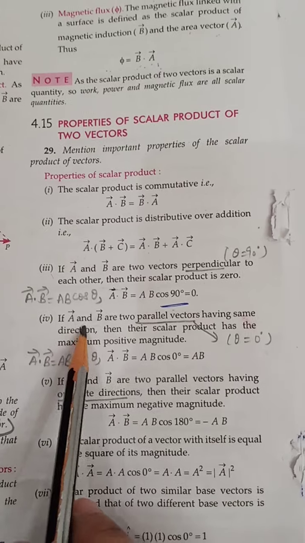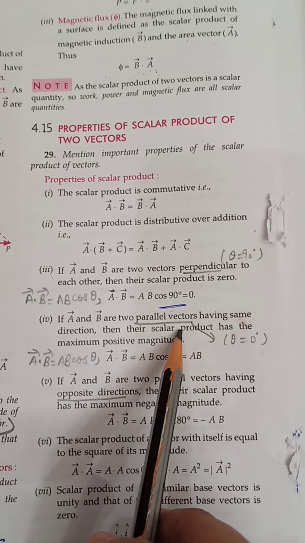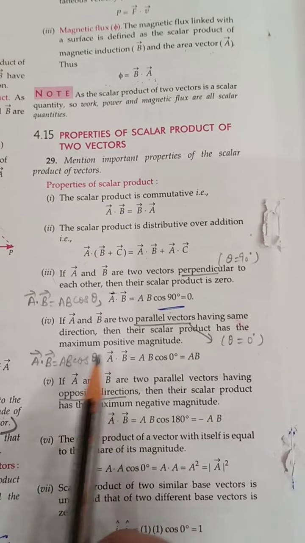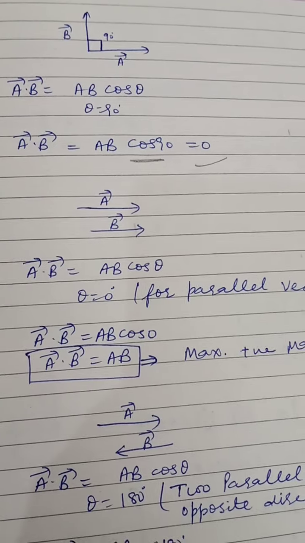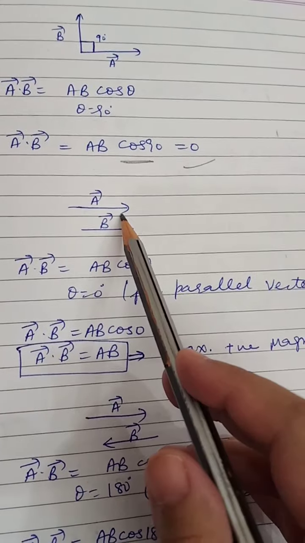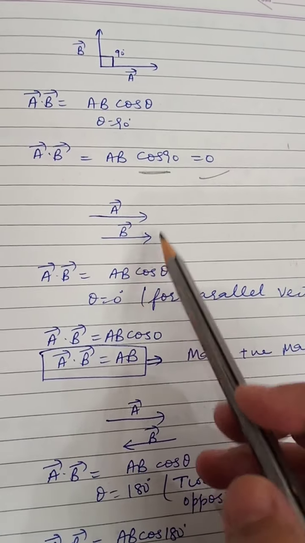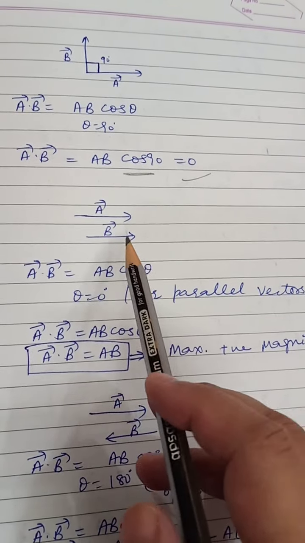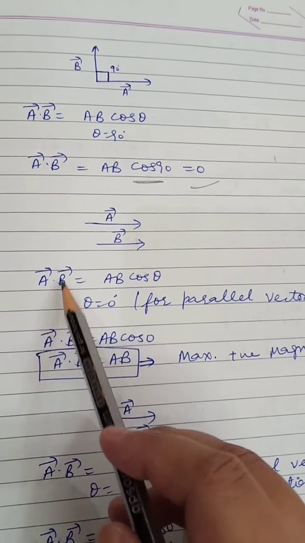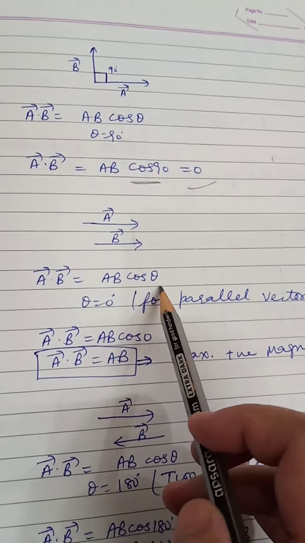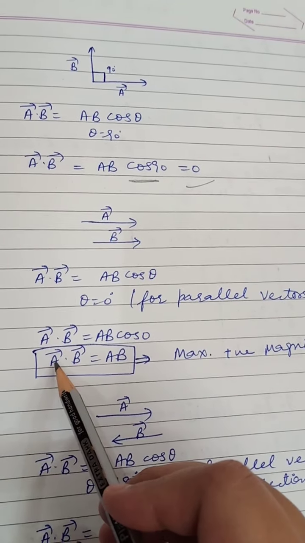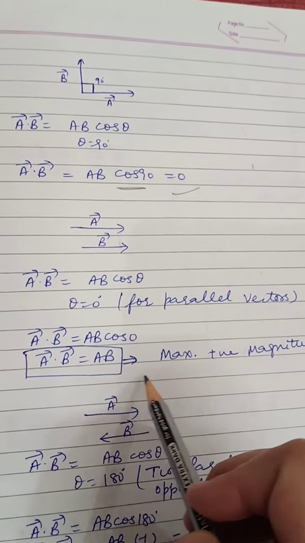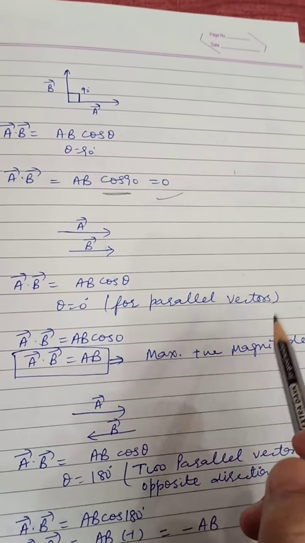Next, fourth, if a vector and b vector are two parallel vectors having the same direction, then their scalar product has the maximum positive magnitude. So if both vectors a and b are parallel with respect to each other, and we know that if two vectors are parallel, then the angle between them is 0. So a vector dot b vector is equal to ab cos theta. Put theta is equal to 0 here. We get a vector dot b vector is equal to ab. So this is the maximum positive magnitude.